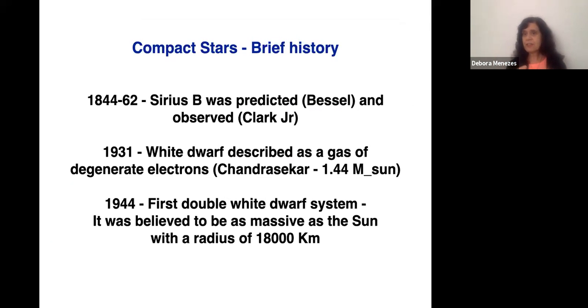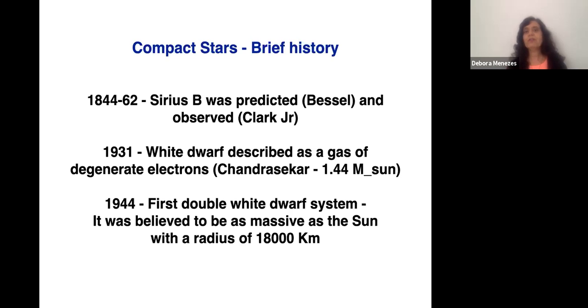And they are restricted to a very small region, with a radius of something like 10, 11 kilometers. So very compact. At the end of the 19th century, in 1844, Sirius B was first predicted by Bessel, and then it was observed. Soon later, in 1931, Chandrasekhar described the white dwarf as a gas of degenerate electrons.